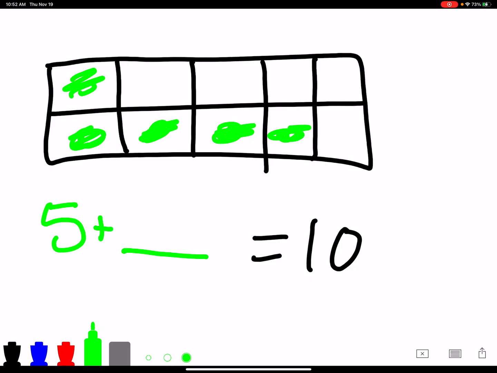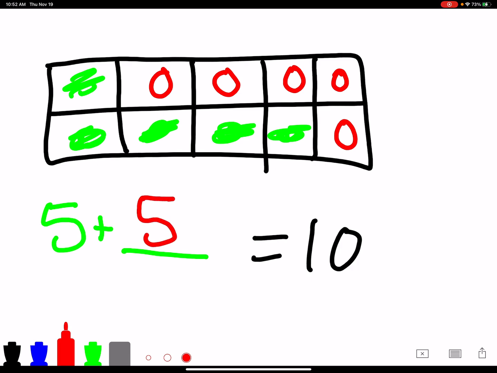So we're trying to figure out what's the missing piece in this equation to make it true. So 5 plus something equals 10. So let's figure out how many of the blocks are left. We have 1, 2, 3, 4, 5. We have 5. So 5 plus 5 equals 10.